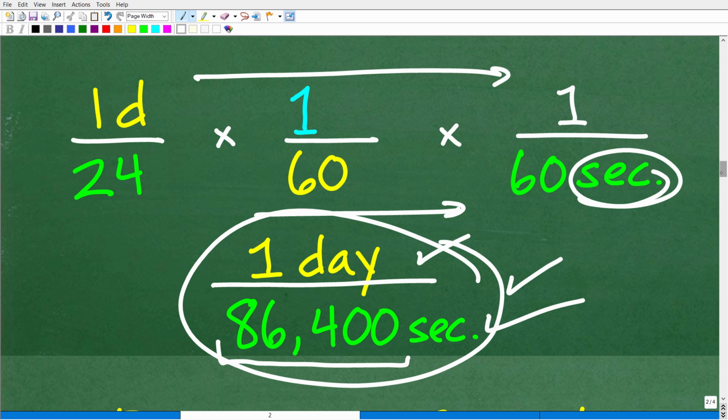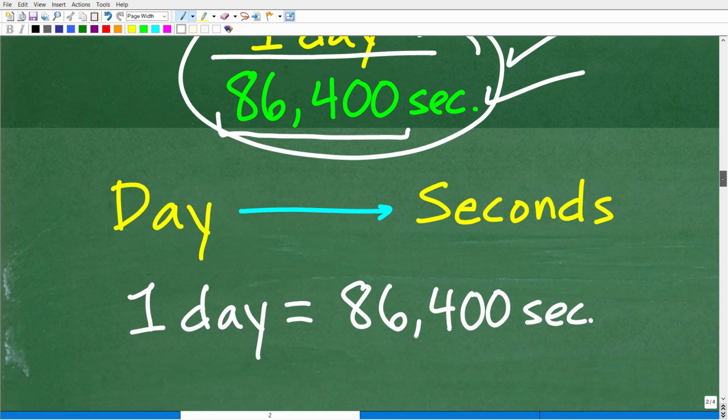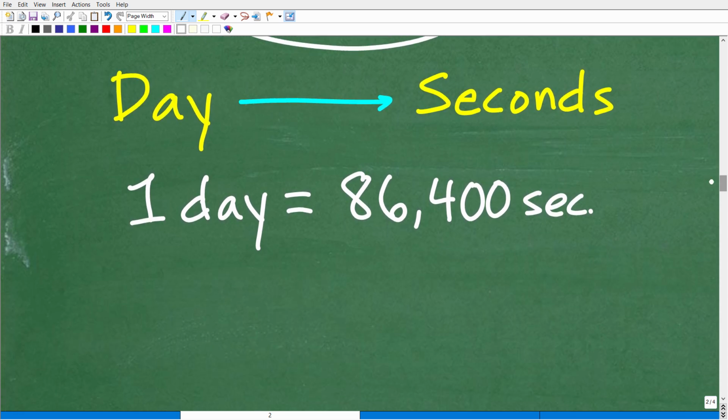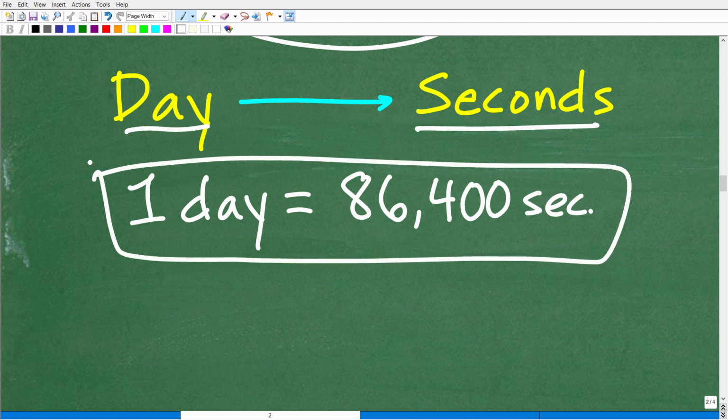Now, let's go ahead and take this information and answer the rest of the question. All right, so remember, we wanted to figure out how many seconds are in one day. Now we know that one day is equal to 86,400 seconds. So all we need to do is find 18% of this number. All right, so that is our next step.